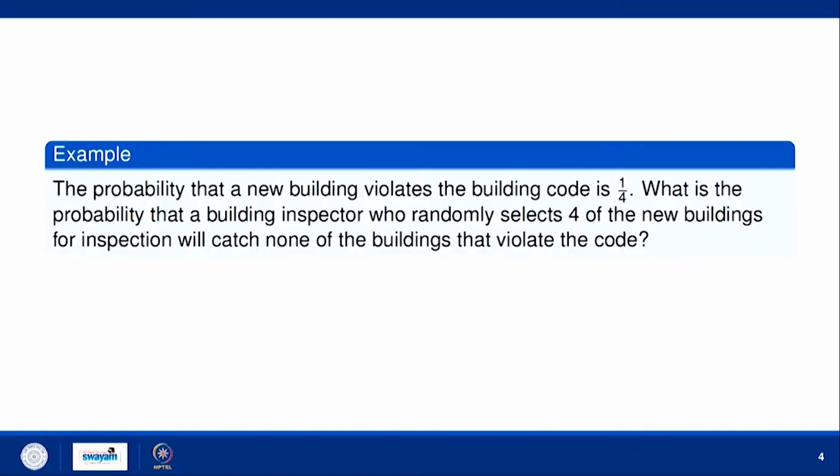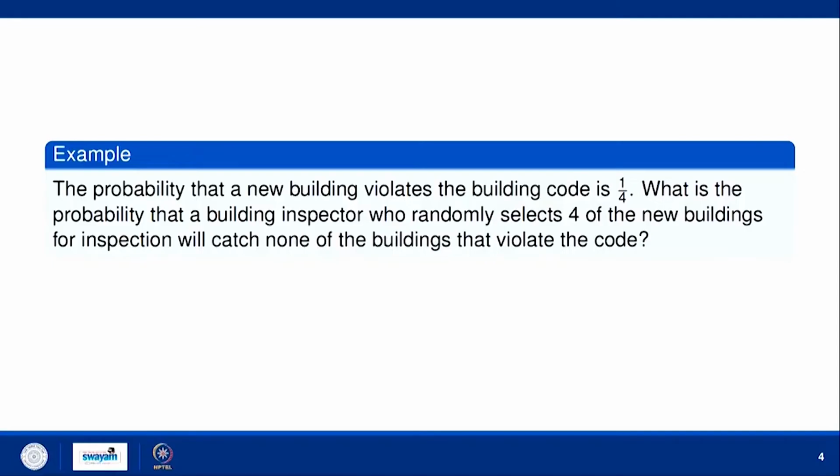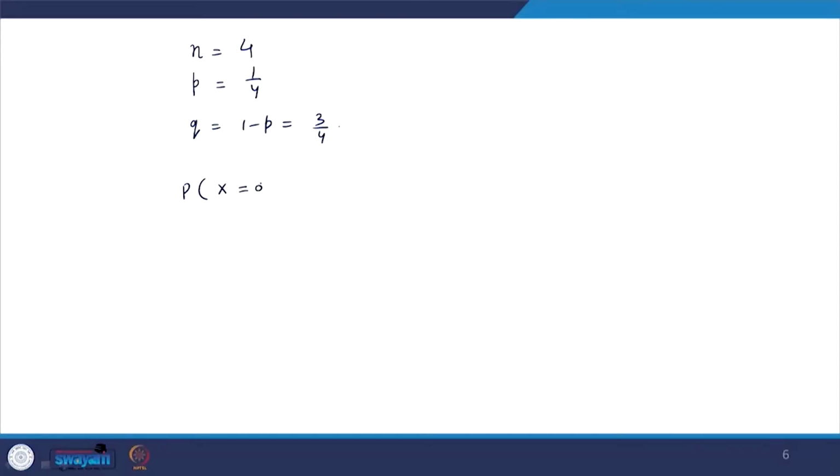Here success is violating the code and that probability is 1 by 4. So, what is q? q is 1 minus p, that means 3 by 4, not violating the code. We want that out of all these 4, the inspector will catch none of the buildings that violate the code. That means we have to find for x equal to 0, and that is nothing but 4 C 0.